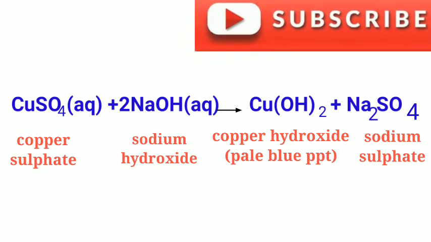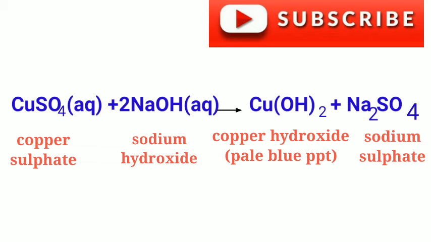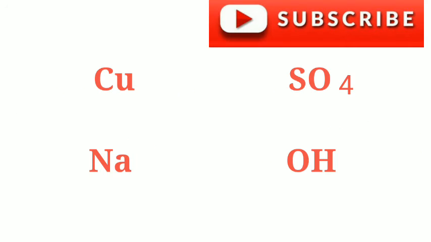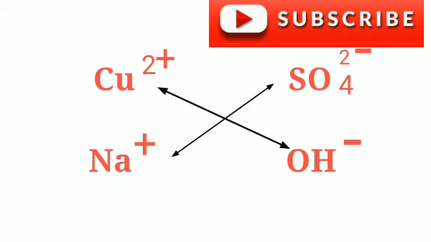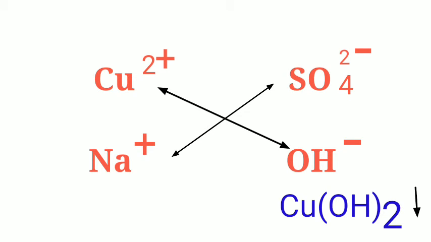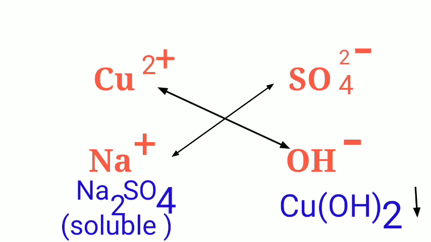In this reaction, copper ions and sodium ions have exchanged their anions. That is, copper ions of CuSO4 have combined with the hydroxide ions of sodium hydroxide to form the insoluble copper hydroxide, whereas sodium ions of NaOH have combined with the sulfate ions of CuSO4 to form the soluble sodium sulfate. It is a double displacement reaction because hydroxide ions have displaced sulfate ions and also sulfate ions have displaced hydroxide ions.